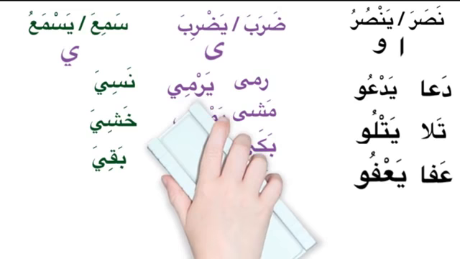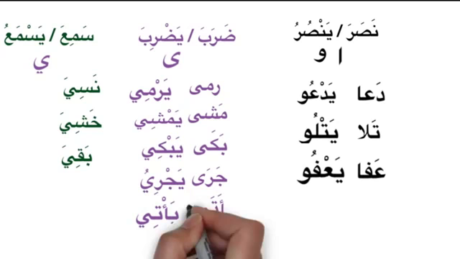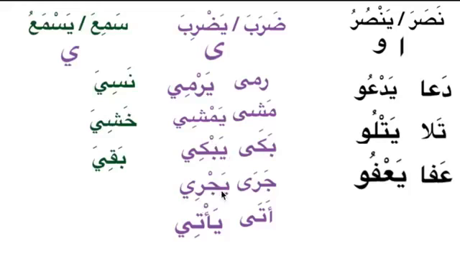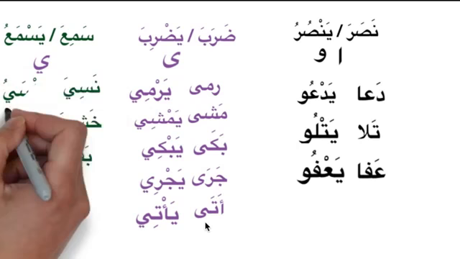So in all these verbs, yabkiyu, take the dhamma away and make it muqaddara. So yabki, yajriyu, same thing. And ata, ya'ti, so take the dhamma. So we have yajri, tajri, which we see in a lot of places in the Quran. Ata, he came, ya'ti, he comes. Then nasiya, sami'a, yasma'u, so we say yansa. The same thing again here: we take away the sign of dhamma in the mudari', so it becomes yansa. He forgets. Khashiya will be yakhsha. Yakhshayu will be yakhsha.